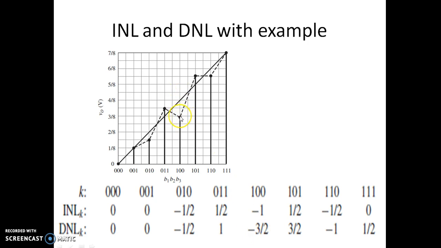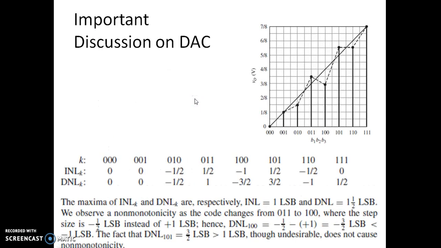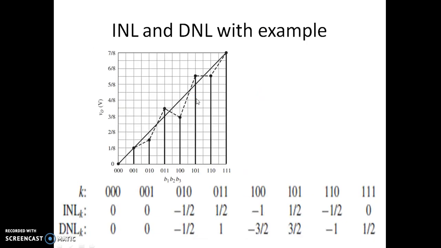Now from this, if the bit is increased by 1 bit, that is from 100 to 101, the expected output was here corresponding to this, but the actual output is far above that. So this is the expected one, we are getting it over here. We expected here, we are getting it here. By how much is it above? It is above by 3 by 2 LSB, that is 1.5 LSB. So that's why for 101, the DNL is 3 by 2.